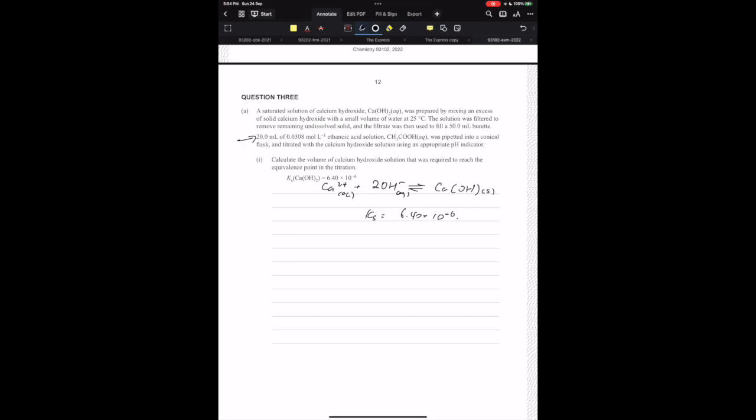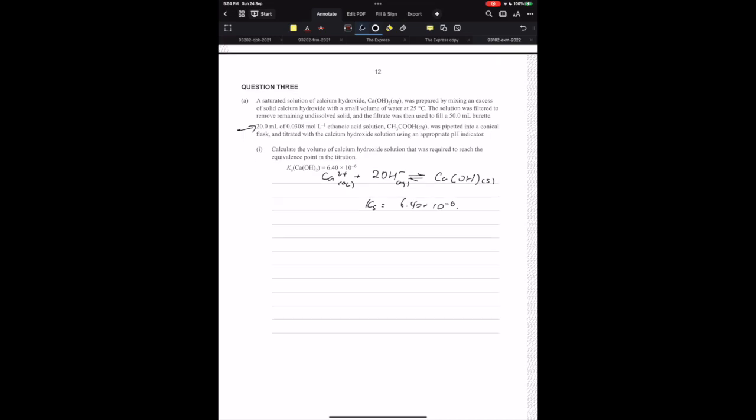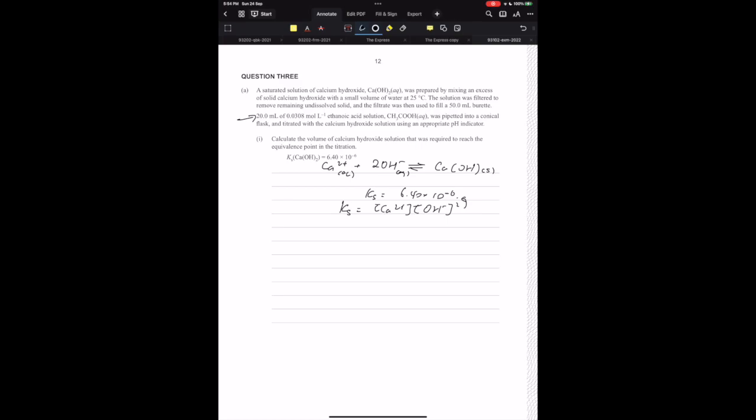That means we can write out the Ks again. So it's the concentration of calcium times the concentration of hydroxide squared, and that's equal to this. And so looking at this, it's quite hard to figure out what to do next, because we could try to figure out the concentration of hydroxide ions because that's what we need eventually. But we can't figure out what the concentration of calcium ions is from the information they give us.